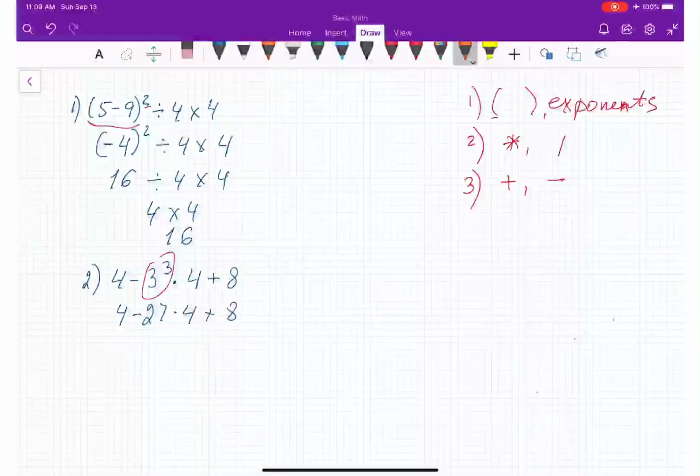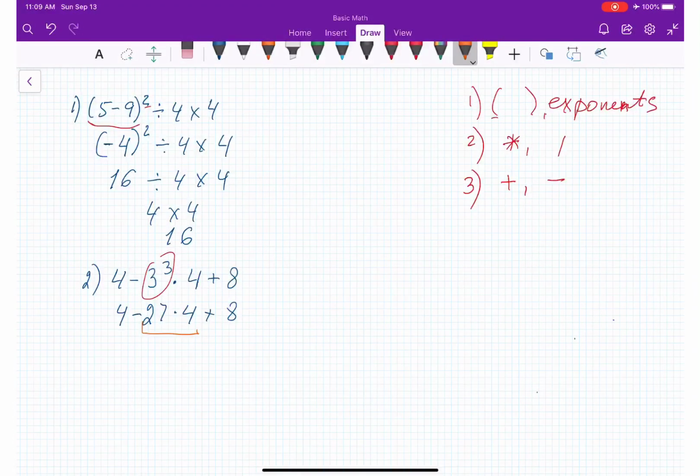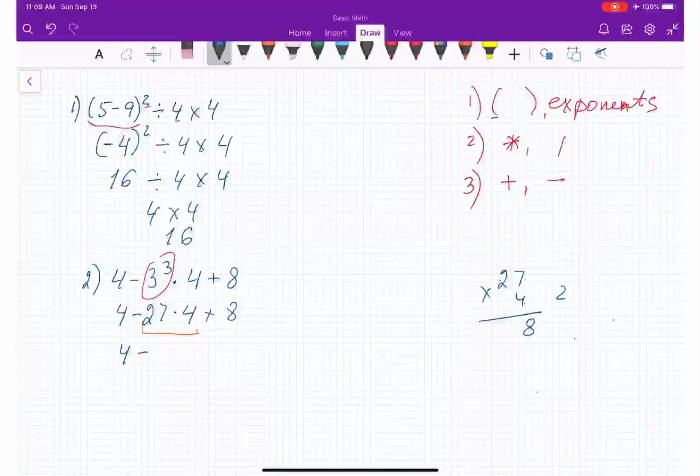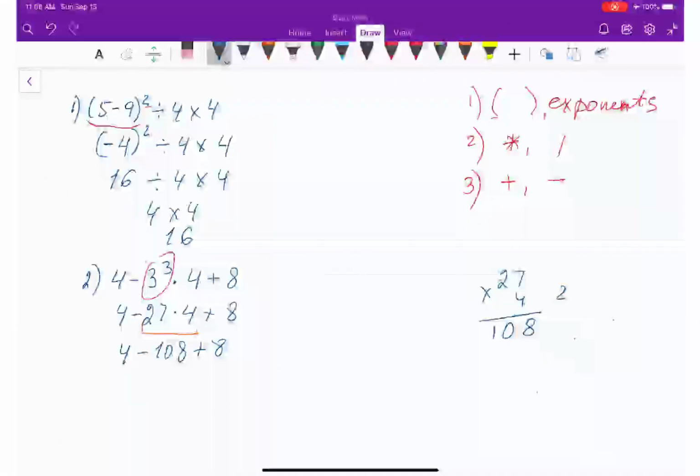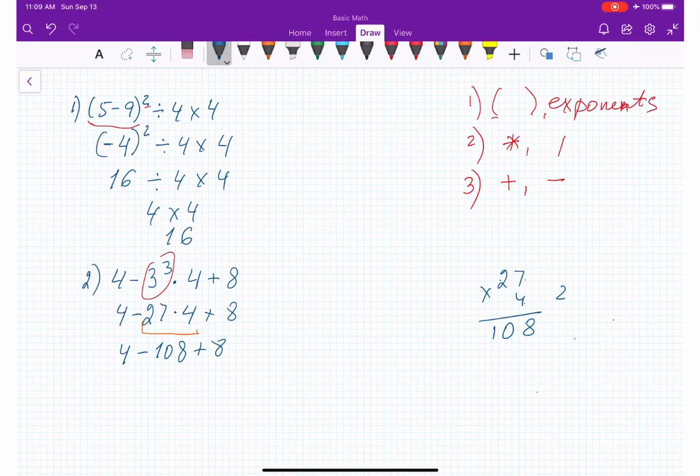So next we are doing multiplication. It's going to be 4 minus 27 times 4. 4 times 7 is 28, 2 in mind. 4 times 2 is 8, and 2 will be 10. Minus 108 plus 8. Next, we have subtraction and addition, so whichever comes first.